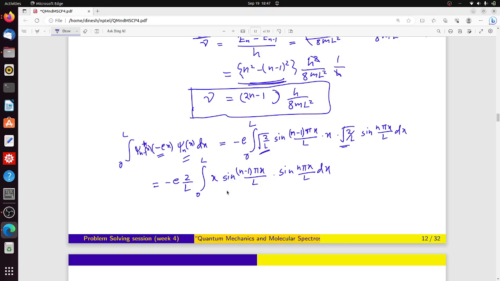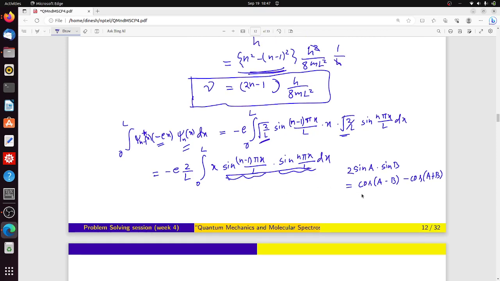Cos a minus b minus cos a plus b. Yeah, right. This is the sin a into sin b form. So 2 sin a into sin b is equal to cos (a minus b) minus cos (a plus b), right? Good. So we have to convert this to a single function, a linear form.